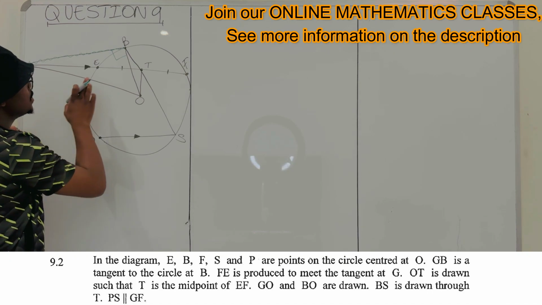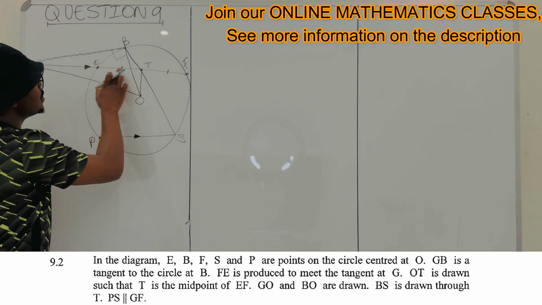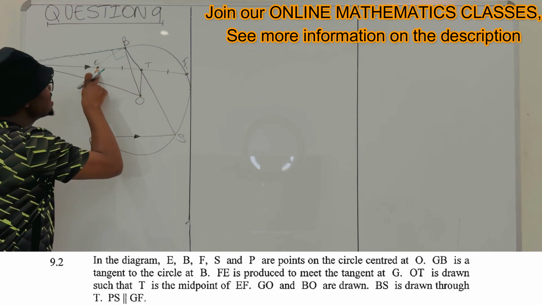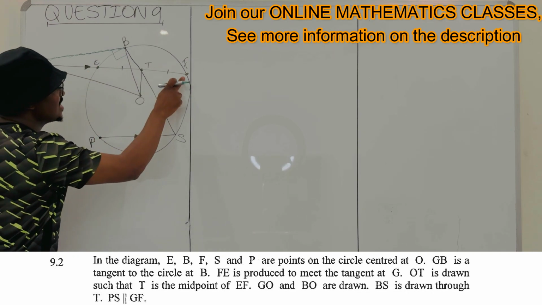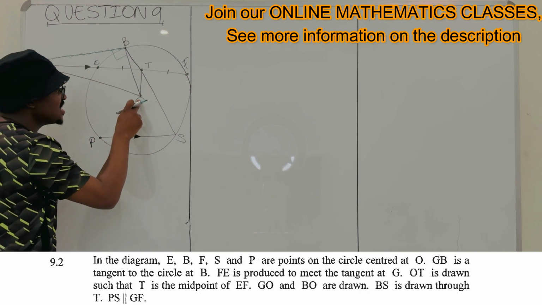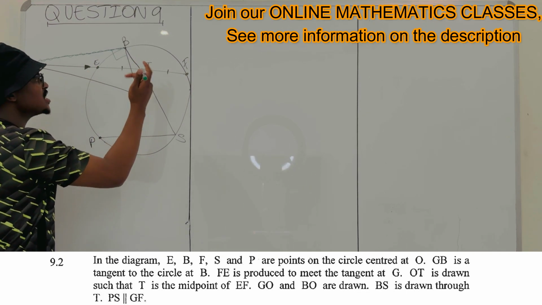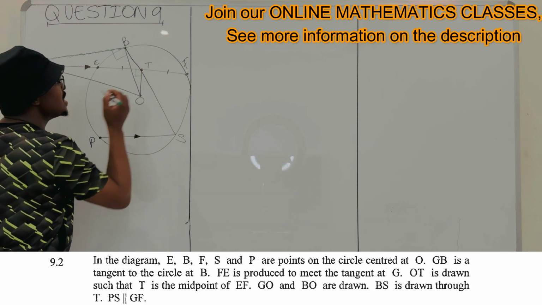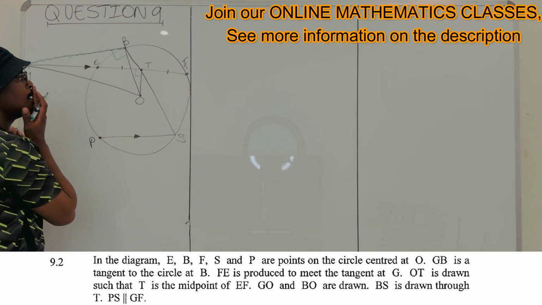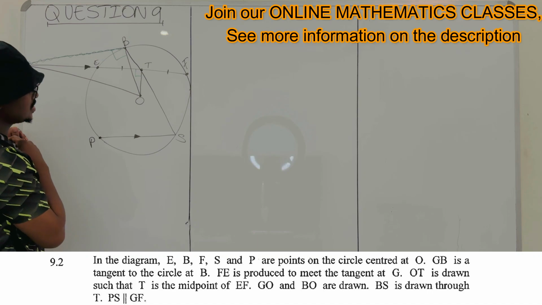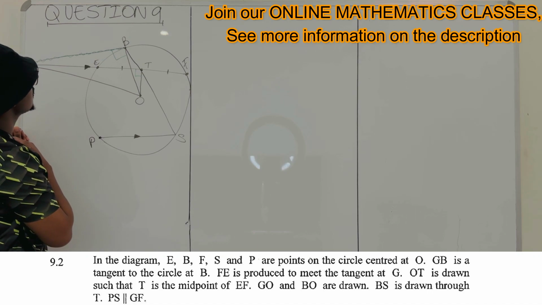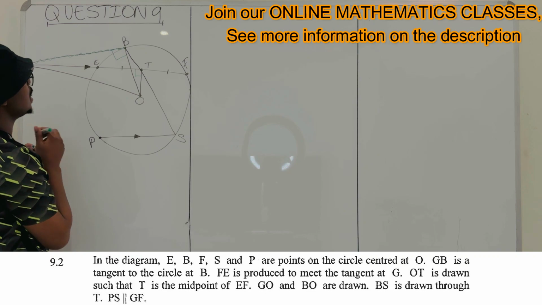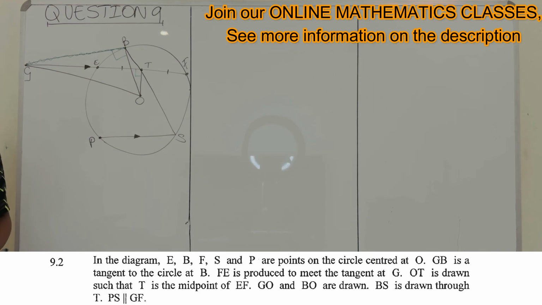We're told that the line segment EF is a chord. This is from here to there. We have a line from the center of the circle to the midpoint of a chord. We just proved that it will be perpendicular, so this should be 90 degrees over here. Right? What else can you say? Okay, I don't see anything standing out. Okay, so let's go.